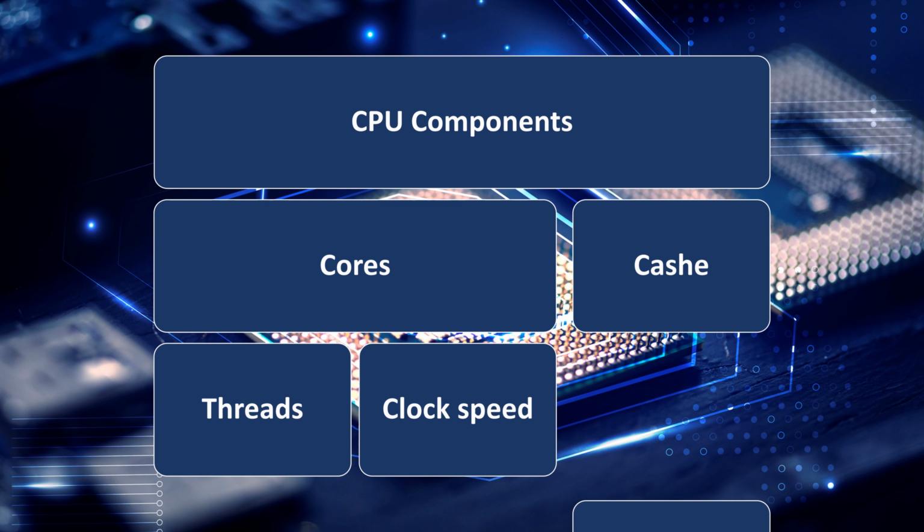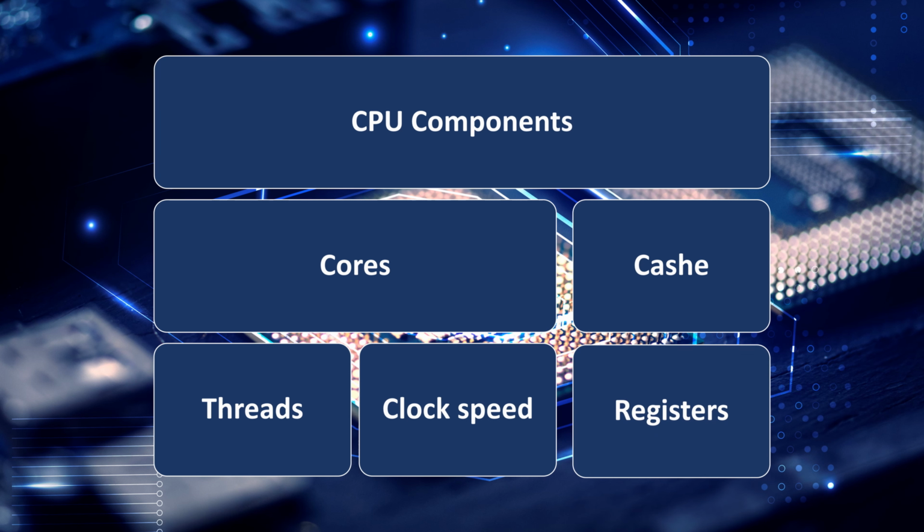Fifth component of a CPU are registers. Registers are small, high-speed storage areas within the CPU used to hold data and instructions during processing. For example, the CPU uses registers to store intermediate results of calculations.